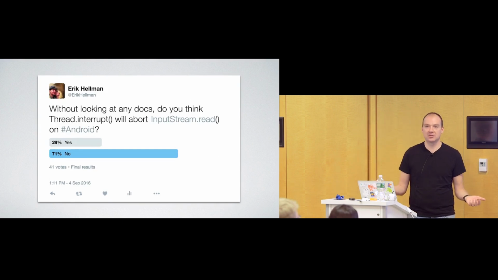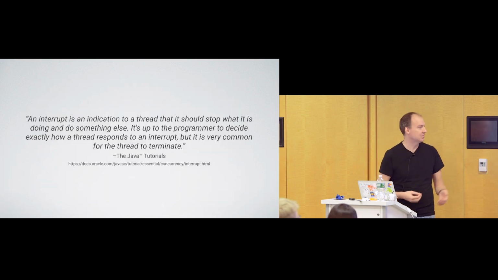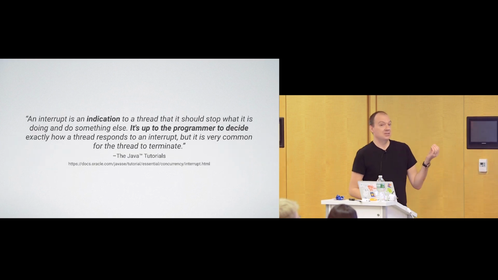But what does the interrupt method do on thread then? Well, you go to the Java documentation, the Java tutorials, sorry. And you read that documentation, and well, calling interrupt on a thread is just an indication. It just sets a flag, nothing else. It's up to you as a developer to read that flag.